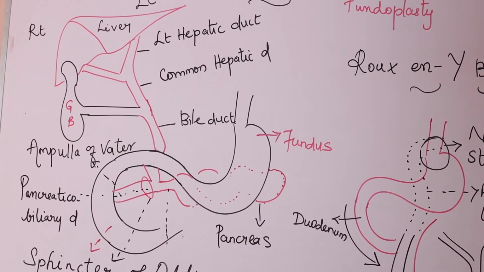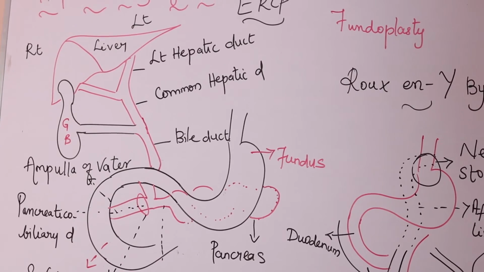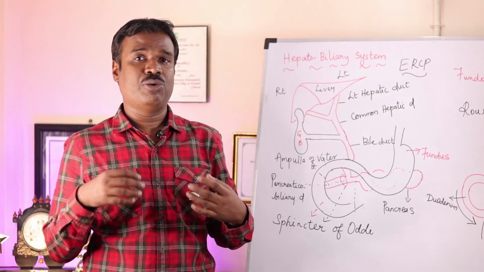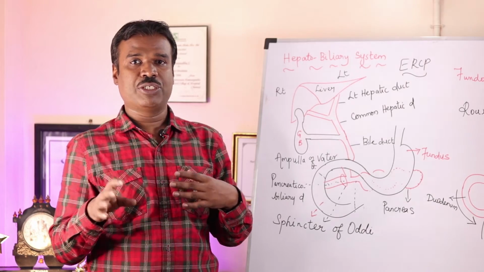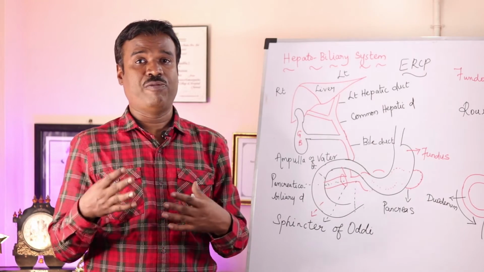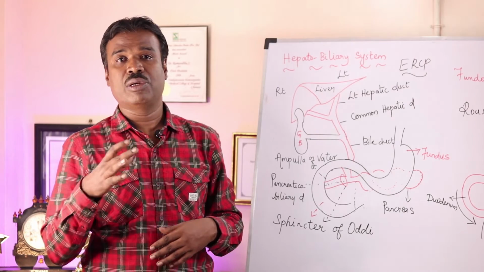So this proximal pouch is called the afferent limb. As a result of gastrojejunostomy, because of some pressure variations, the patient develops nausea and vomiting. That is called afferent loop syndrome.